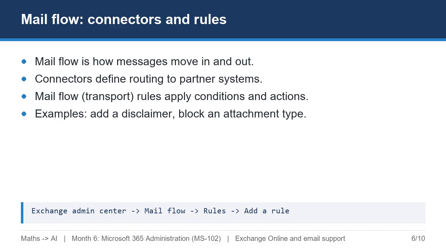Next, mail flow, which is just how messages move in and out of your organization. Connectors define routing to or from partner systems, for example a secure link to a supplier. Mail flow rules, sometimes called transport rules, apply conditions and actions to messages. You might add a legal disclaimer to every outbound email, or block a particular attachment type. You'll find both under Mail Flow in the Exchange Admin Center.